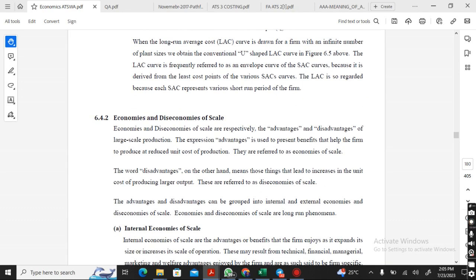So the economies and diseconomies of scale are responsible for the advantages and disadvantages of large scale production. Are you with me? So anytime we're talking about this economy, are you with me? This economy.